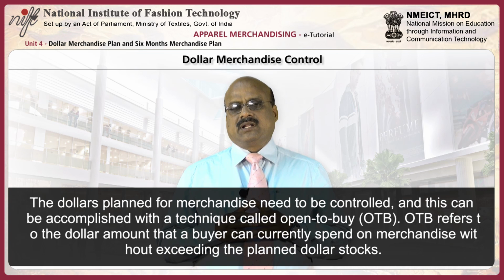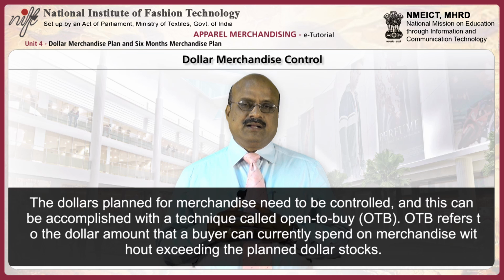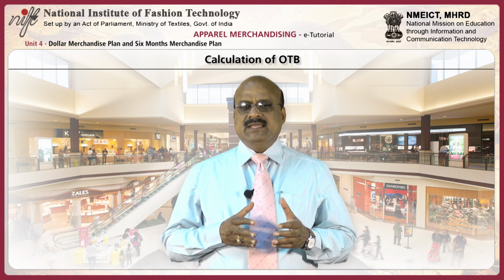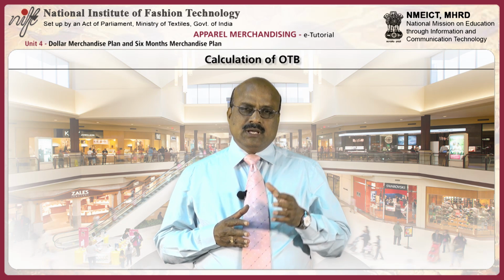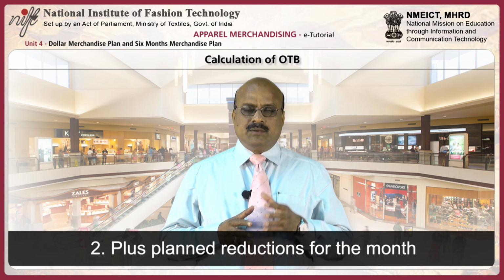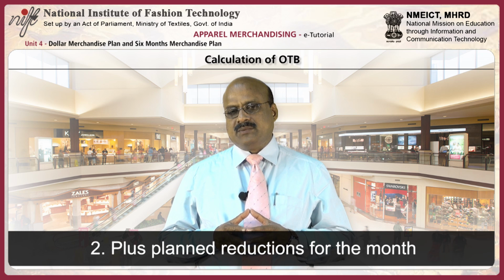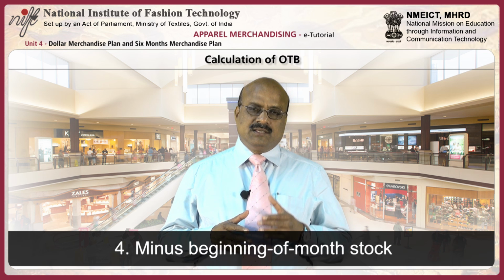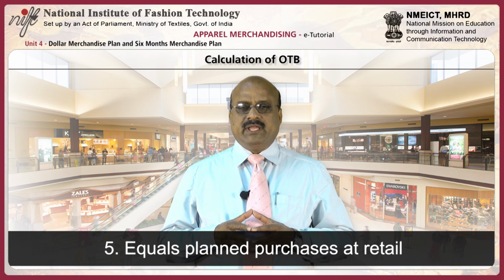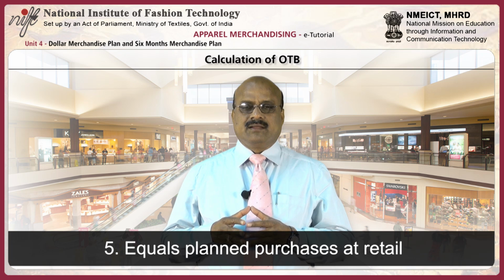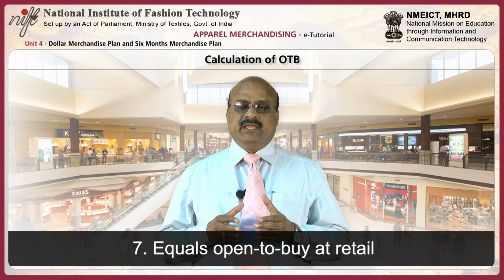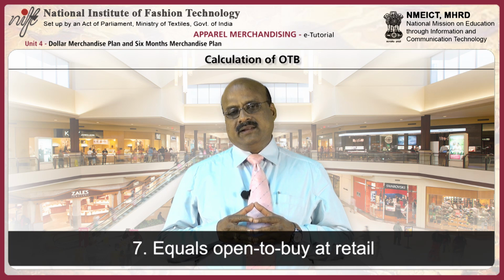OTB refers to the dollar amount that a buyer can currently spend on merchandise without exceeding the planned dollar stocks. OTB is calculated as follows. Planned sales for the month plus planned reductions for the month plus end of the month stock minus beginning of the month stock equals planned sales at retail. This minus commitments at retail for the current delivery equals open to buy at retail.